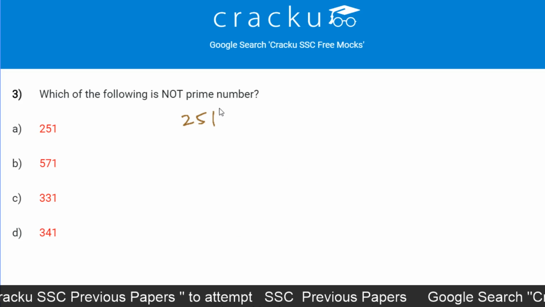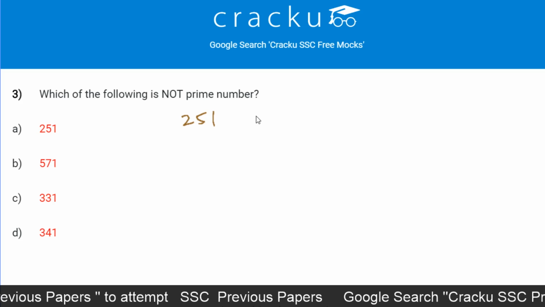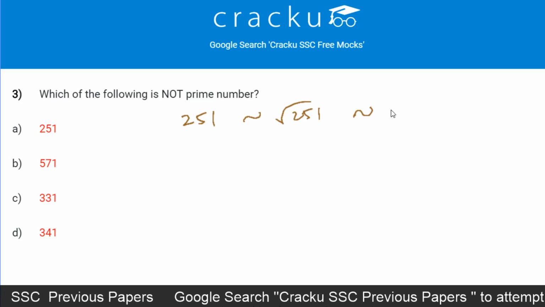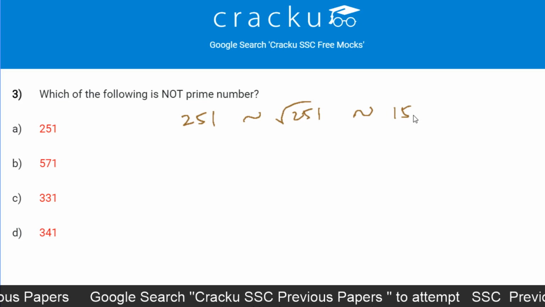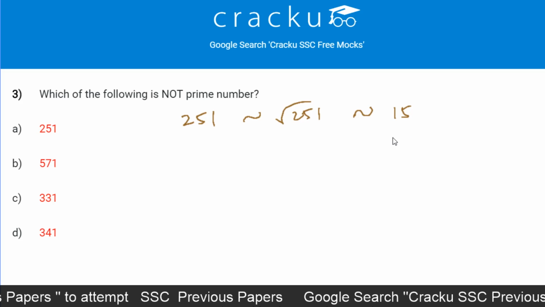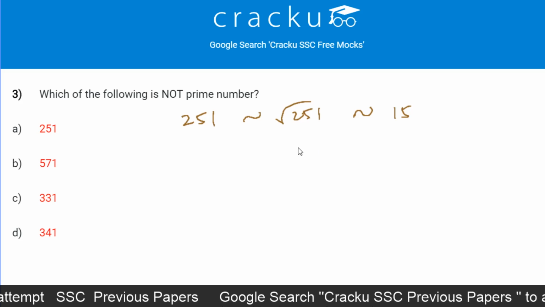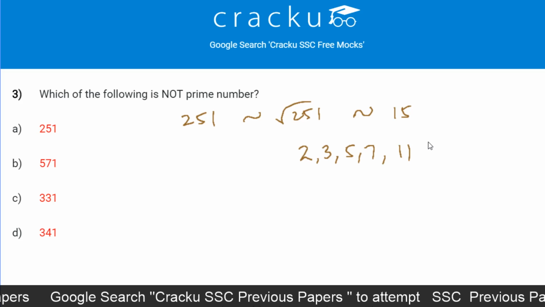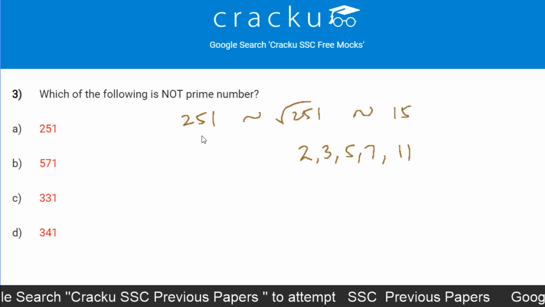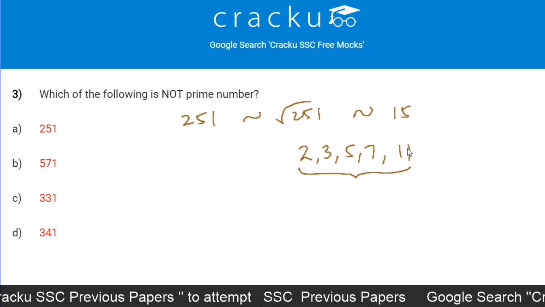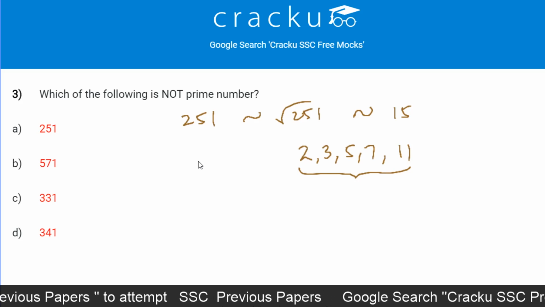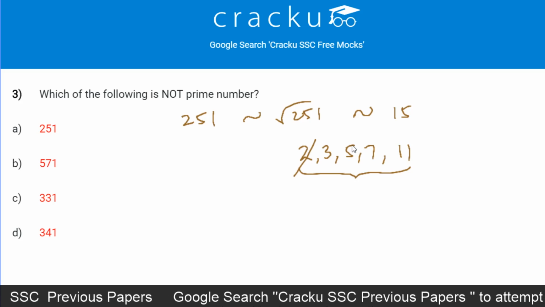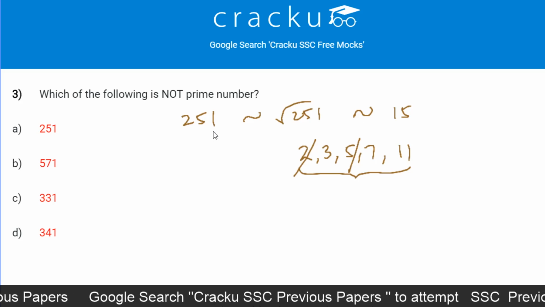251. The square root of 251 is approximately equal to 15 point something. So let's take the integer, that is 15. Up to 15, what are the prime numbers? 2, 3, 5, 7 and 11. Now if 251 is not divisible by any of these numbers, then we can conclude that 251 is a prime number. If you see, this number is not divisible by 2. Similarly, it is not divisible by 5 because it is ending with 1.